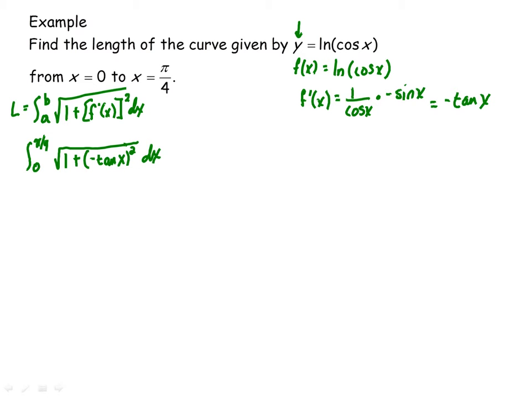Clean that up a little bit. What's that going to be? What happens when I square negative tangent x? I get positive tangent squared x. Right? Negative times negative is positive. Tangent x squared is tangent squared x. So that's cleaned up. Could you go a step further? For those of you who know your Pythagoreans, 1 plus tangent squared x is the same as what? Secant squared x. So you have from 0 to pi over 4 times the square root of secant squared x dx.